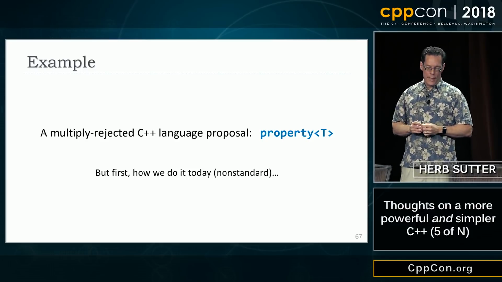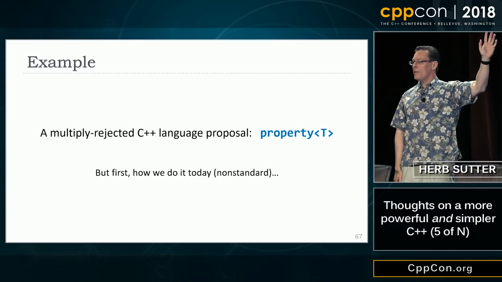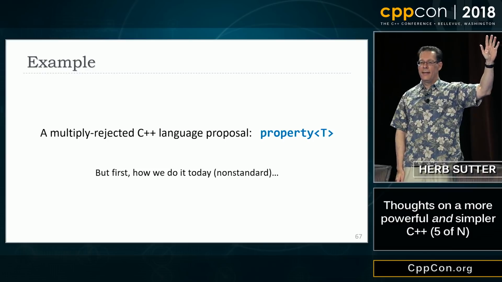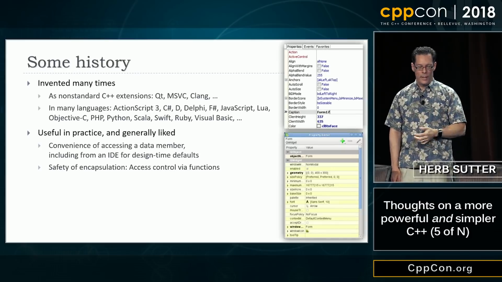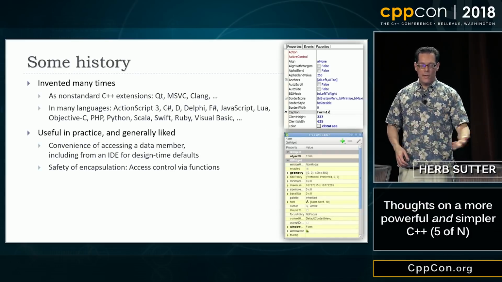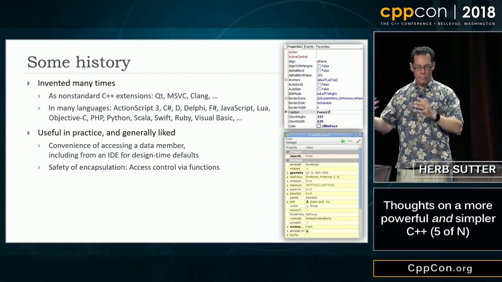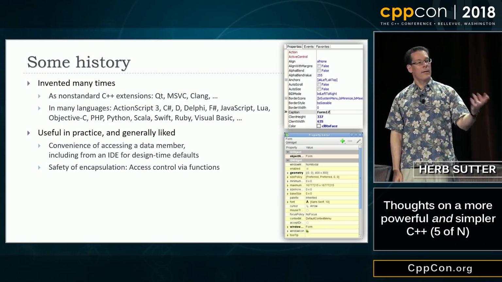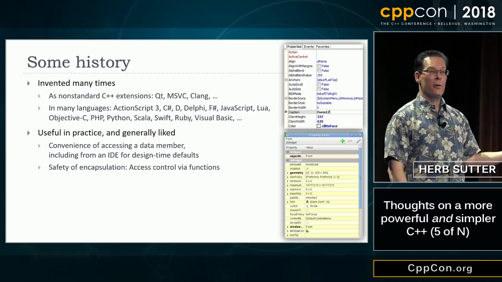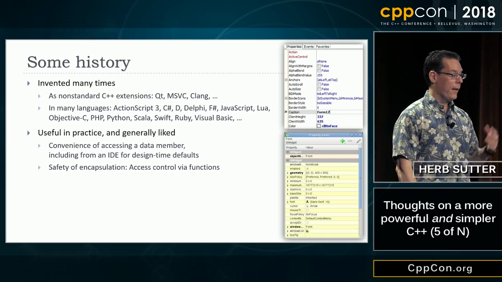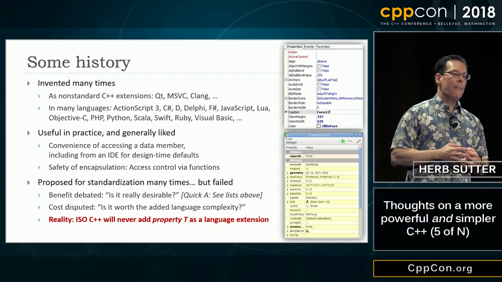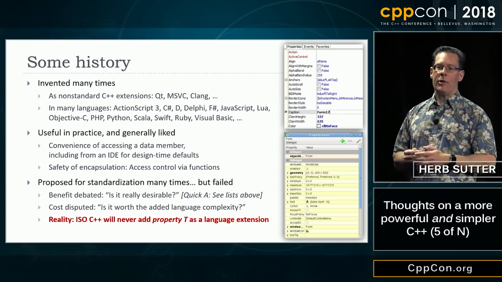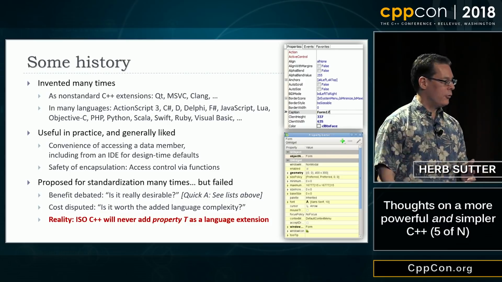Finally, property. How many of you use properties in C++? Yeah, a few hands. Even though they're not standard, you are likely using a compiler that supports them. It's been invented many times in Qt, in Microsoft, Borland, even in Clang, because it has a Microsoft mode, and it also has support for other languages inside Clang that do have properties. And they're useful in practice and generally liked. But every time they've been proposed for standardization, they've failed because it's a narrow language feature.